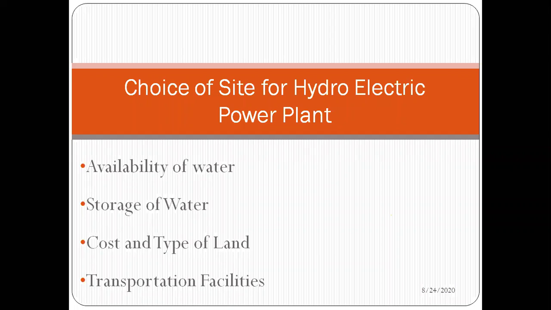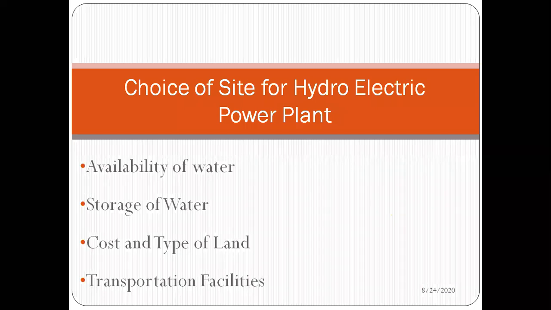Now another important thing is the choice of site of a hydroelectric power plant. When you have to install a hydroelectric power plant, firstly you have to allocate its site location. These are the four important things that you should keep in mind while selecting the site for any hydroelectric power plant. Number one is availability of the water. Number two is the storage of the water. Number three is cost and the type of the land. And number four is transportation facilities.